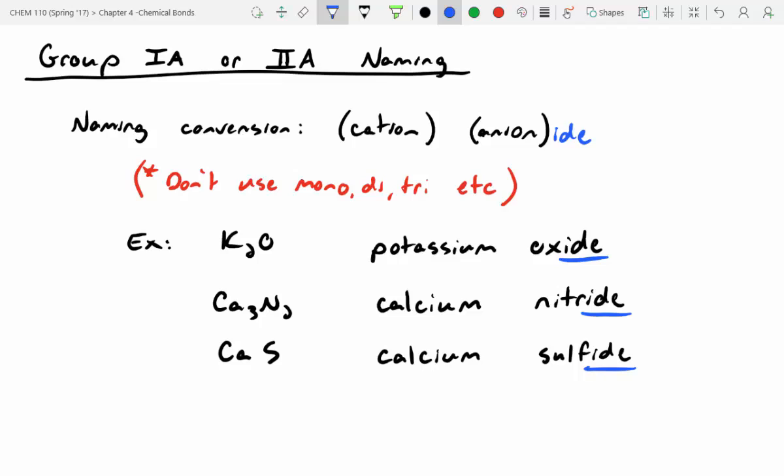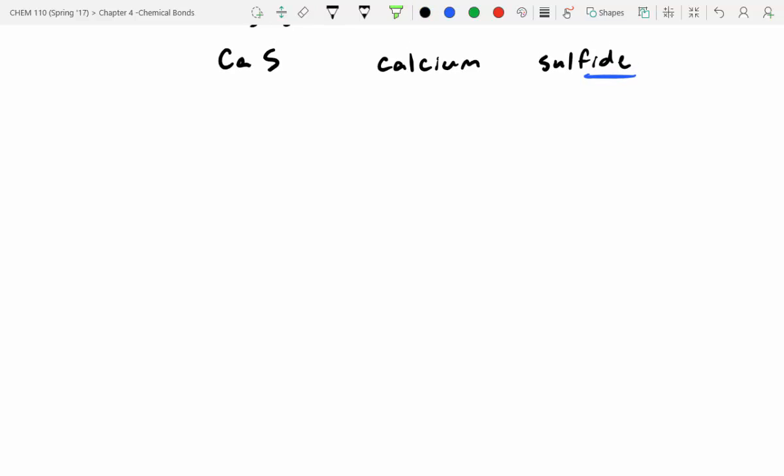Yep. So back in your periodic table, there were a couple transition metals that had the charges written. Are those going to be using this method as well? No. So with transition metals, we will not use this naming convention. We have to use a different one. So I'll show you guys that next. That's a good segue. So let's do transition metal naming.